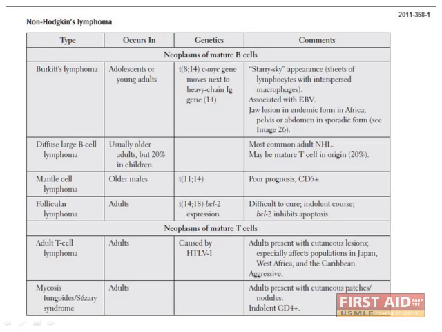This is a very useful chart that sorts out the different types of non-Hodgkin's lymphoma. It's helpful to differentiate them in your memory as either B or T cell lymphomas. These translocations are high yield, so make sure you take some time to memorize them.